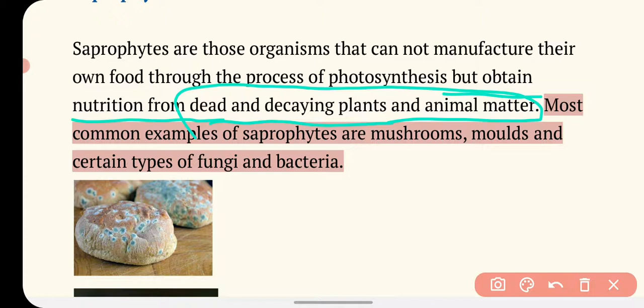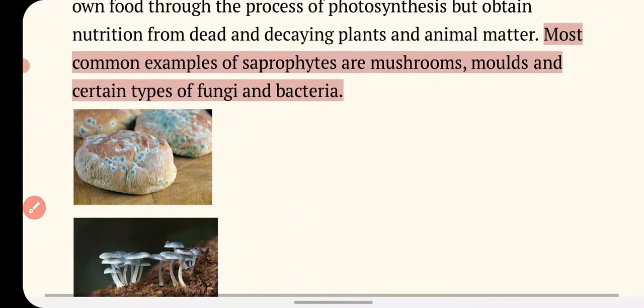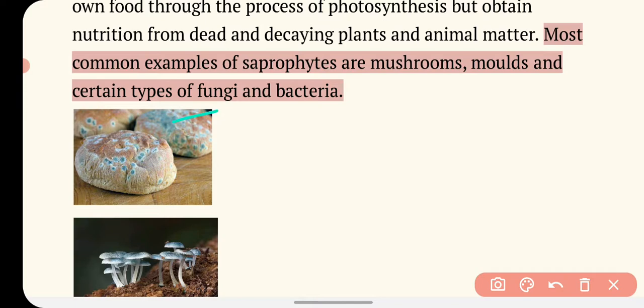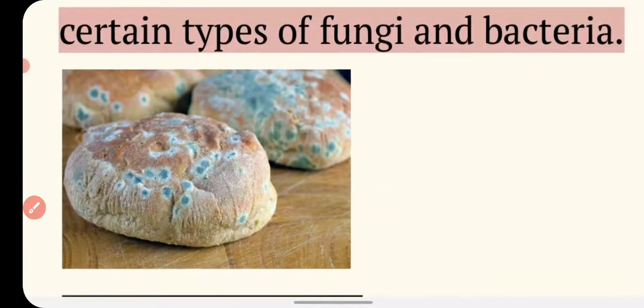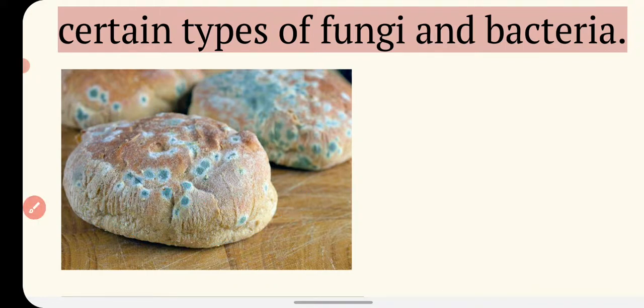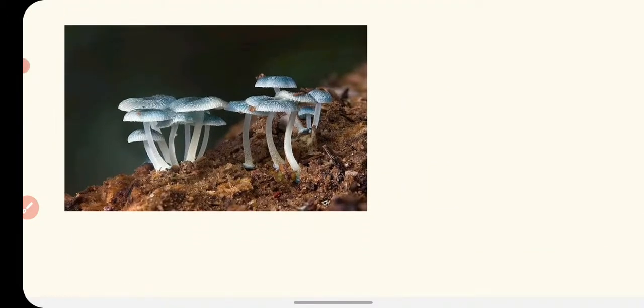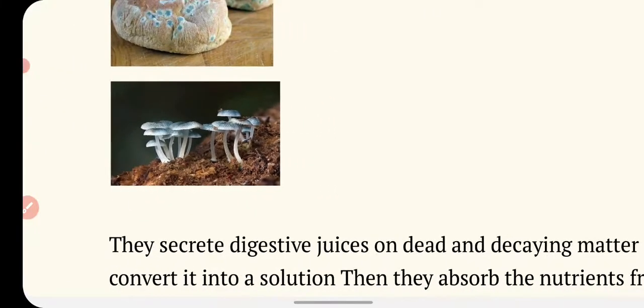Here the organisms or the plants derive their nutrition from dead and decaying plant and animal matter. For example, mushrooms, molds, and certain types of fungi and bacteria. Here you can see the bread mold, a kind of fungus, present over the bread. These small patches show the presence of the fungus, which is saprophytic and obtains food from the decaying bread. This is the mushroom, which obtains its nutrition from dead and decaying matter.